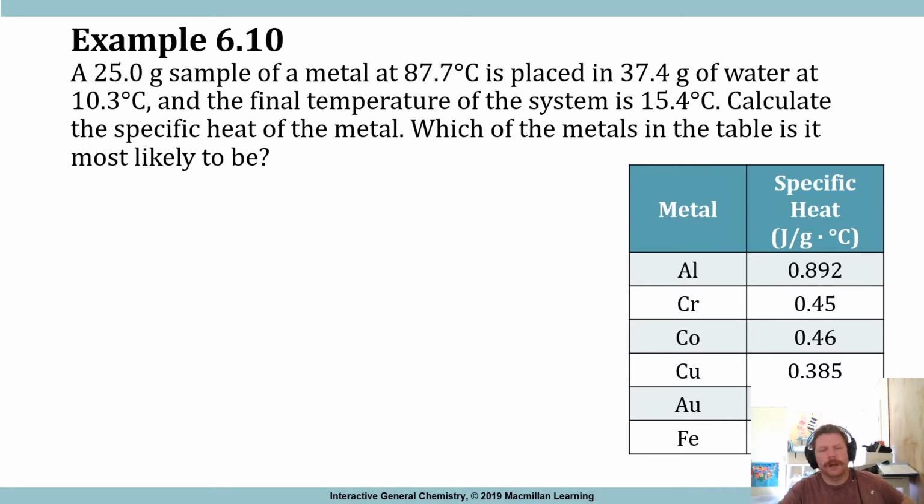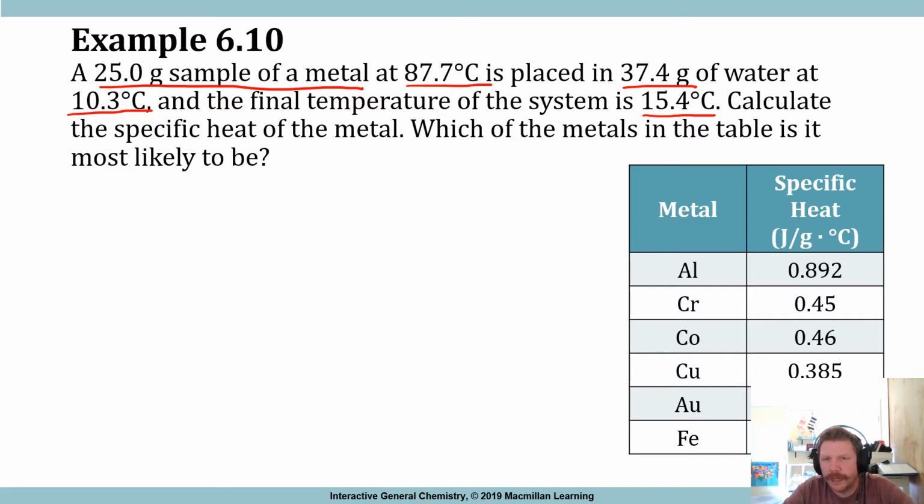Now here's a good practice problem to work with. We have a 25 gram sample of a metal at 87.7 degrees Celsius. It's placed in 37.4 grams of water at 10 degrees Celsius. Think about this. We've got hot metal, cold water. What's going to happen? The temperature of the metal is going to go down, the temperature of the water is going to go up, and it's going to stabilize. The final temperature of the system is 15.4 degrees Celsius. What we need to do is calculate the specific heat of that metal.